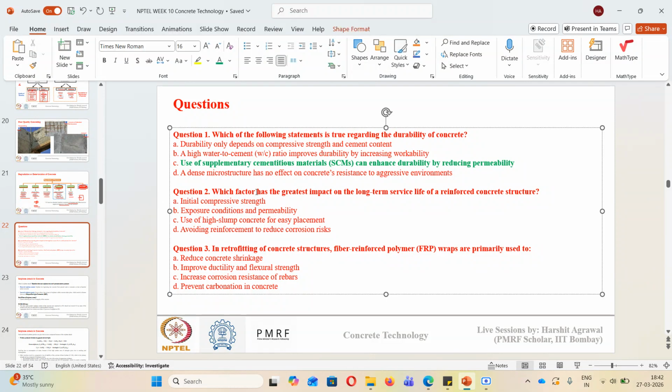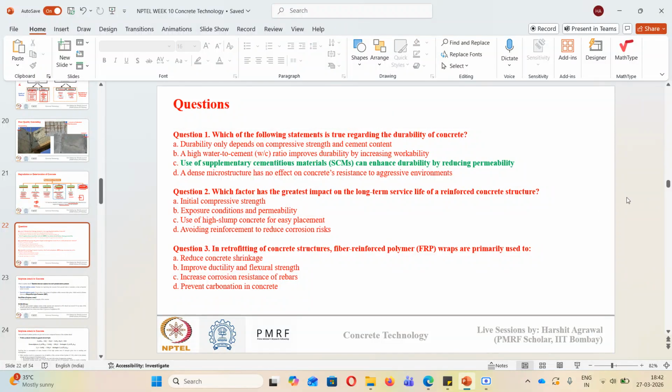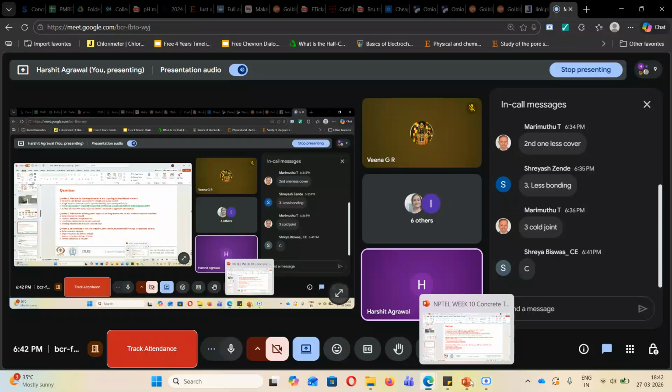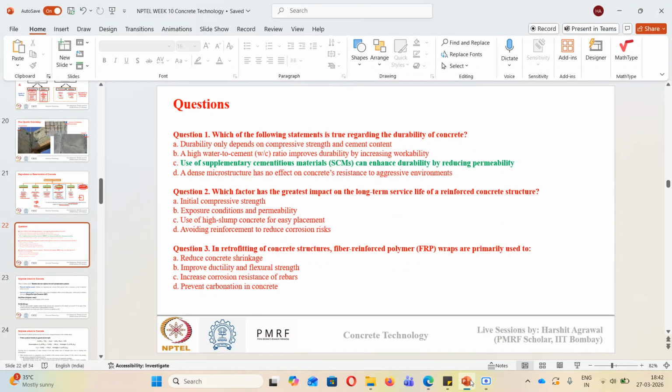Question number two, which factor has the greatest impact on long-term service life of a reinforced concrete structure? Any guesses for question number two? If you want, you can unmute and speak also and give me an explanation why you think a certain option is correct.